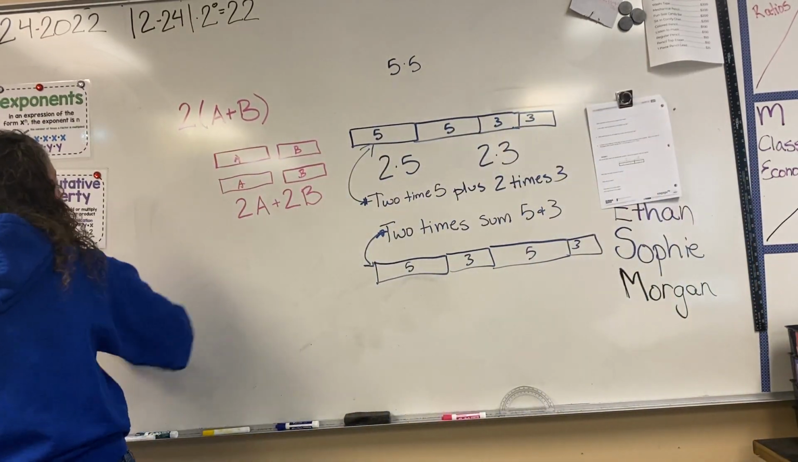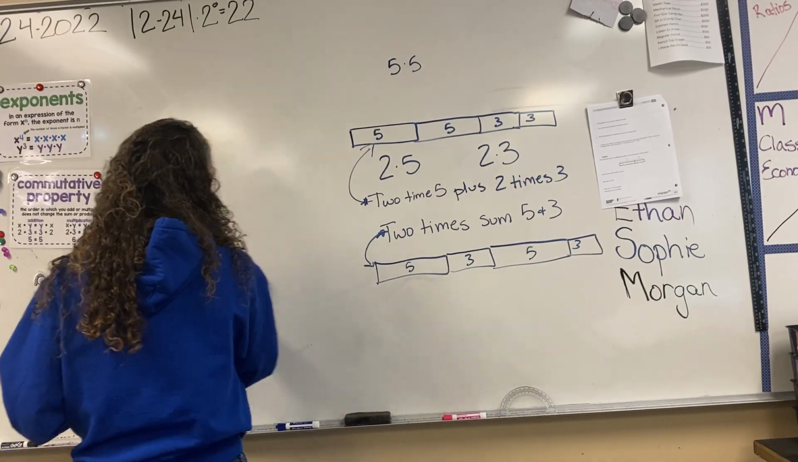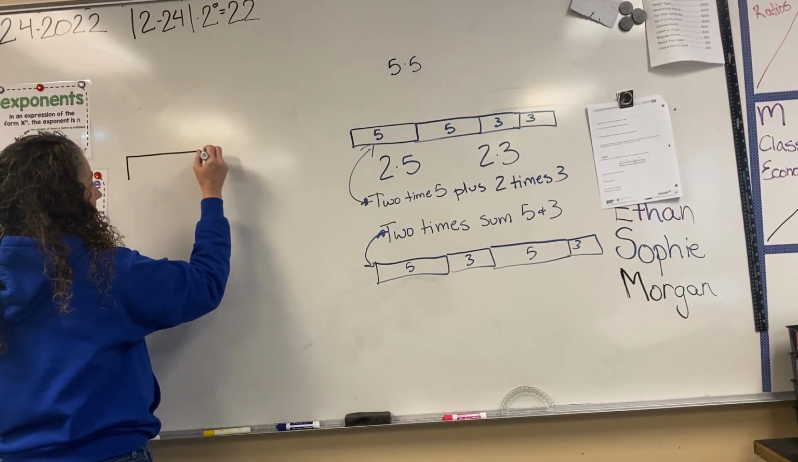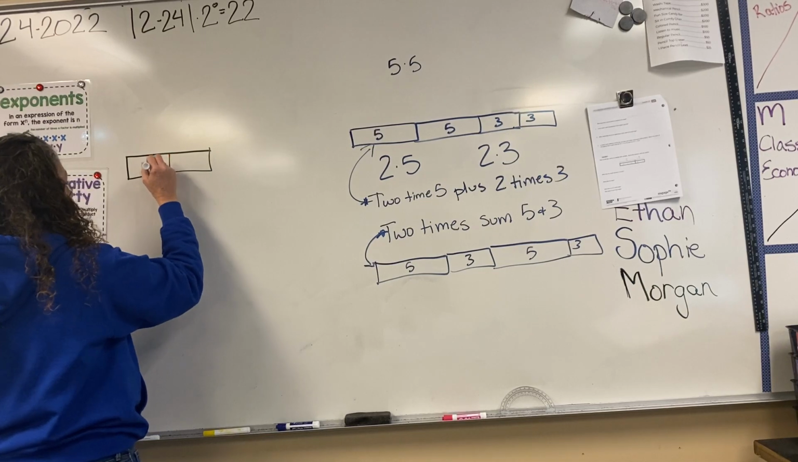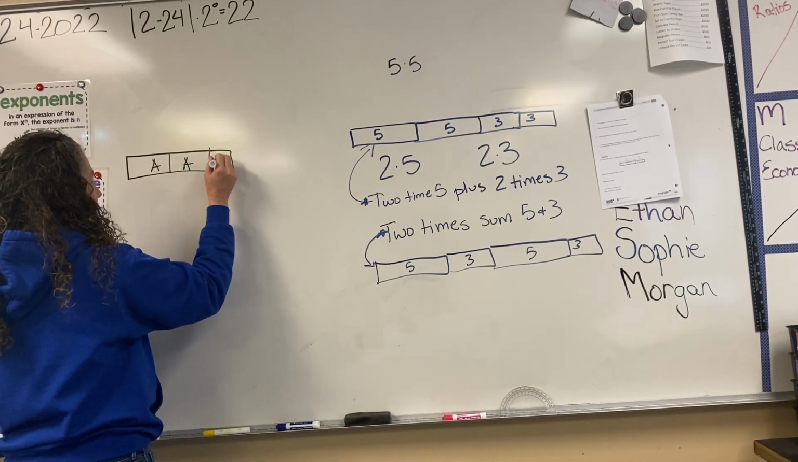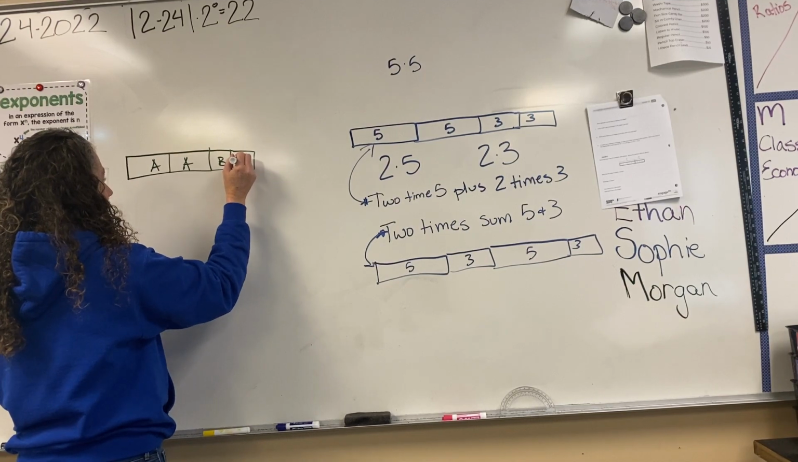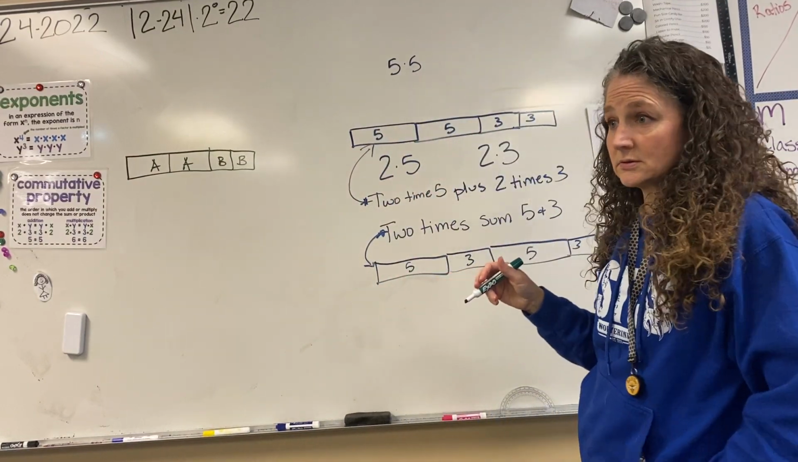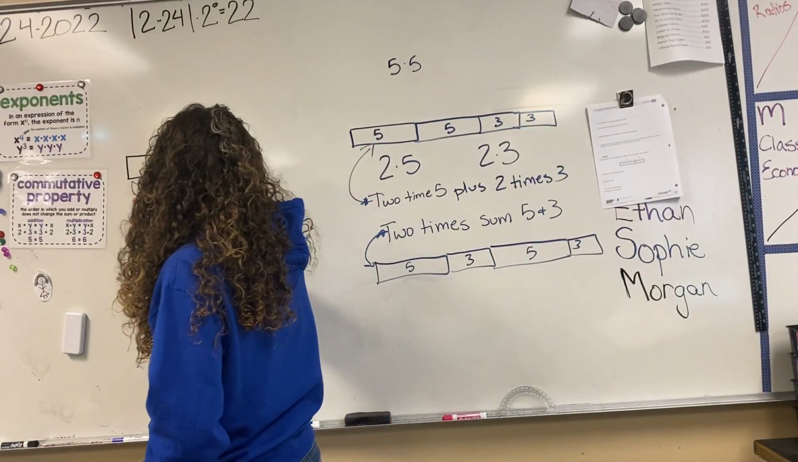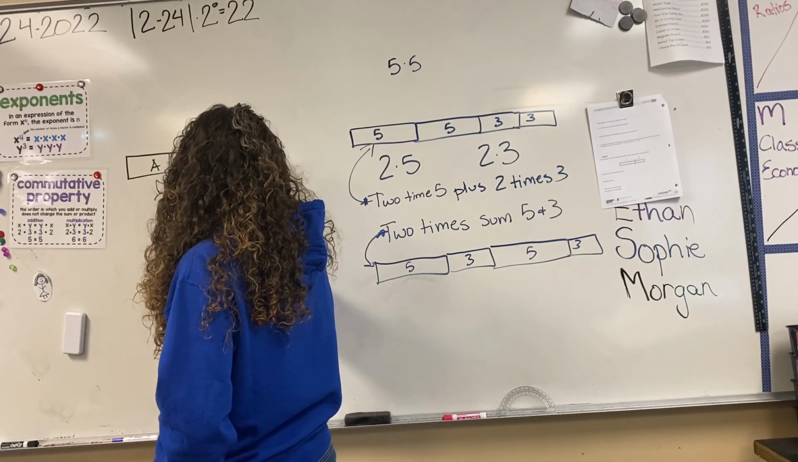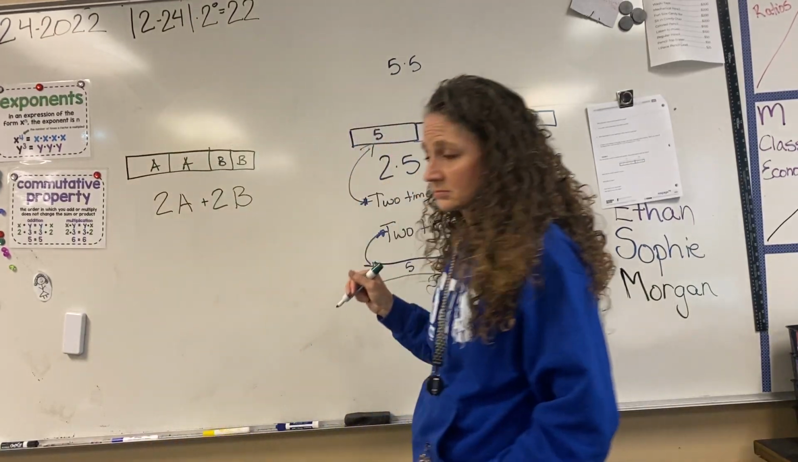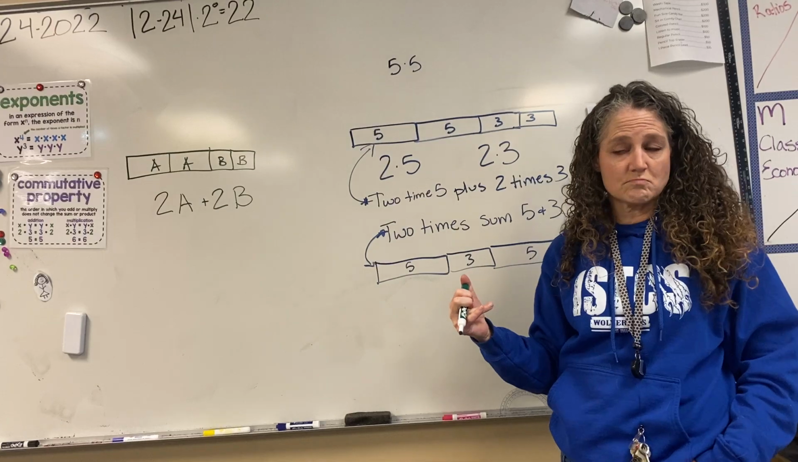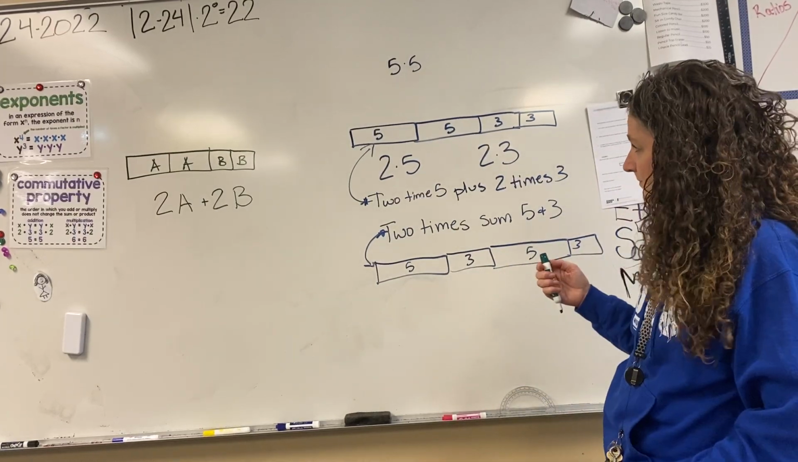Okay. So now let's look at it with variables. We kind of did that over here. We're going to do it a little bit more. What if I have this is A, and this is A, and this is B, and this is B. How would I represent that with words? How many A's do I have? 2. And how many B's do I have? 2. So is this 2A plus 2B? Or I could say the sum of 2A and 2B, right?